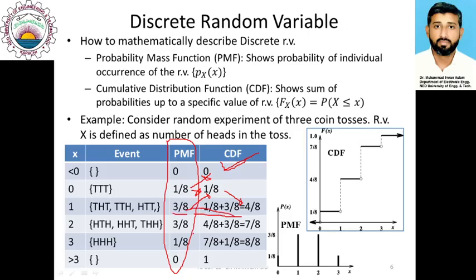Similarly, for x equal to 2, if I add the probability of x equal to 2, which is 3 by 8, with the previous CDF value, which is 4 by 8, it comes out to be 7 by 8. And at the end, for x equal to 3, we have to add this 1 by 8 to 7 by 8 in order to get the CDF value. If we add them together, it comes out to be 8 by 8, which is equal to 1.